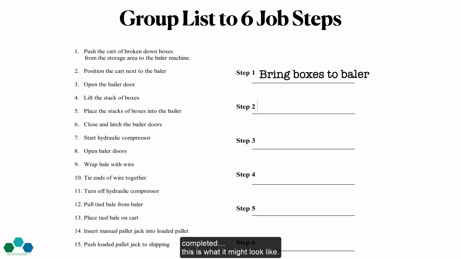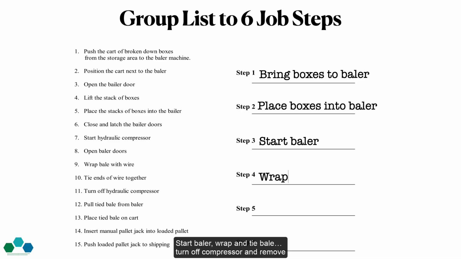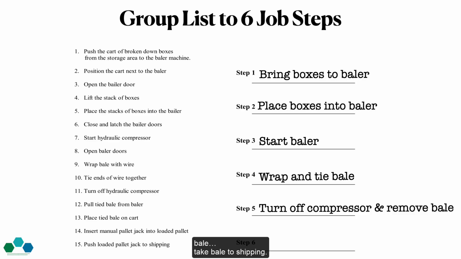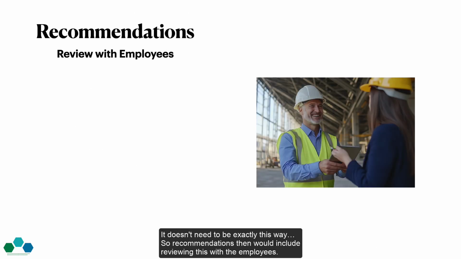Now that you have completed, this is what it might look like. Bring boxes to the baler. Place boxes into the baler. Start baler, wrap and tie bale. Turn off compressor and remove bale. Take bale to shipping. It's very simple. You may have something similar. It doesn't need to be exactly this way.